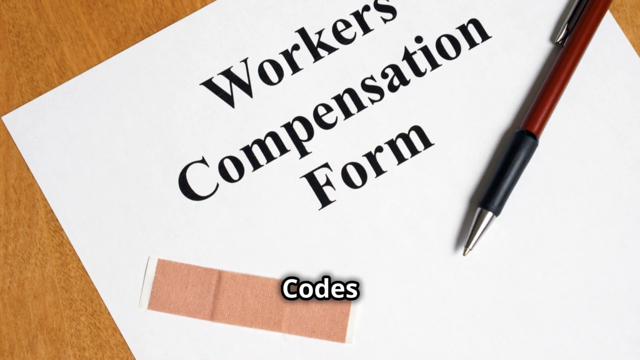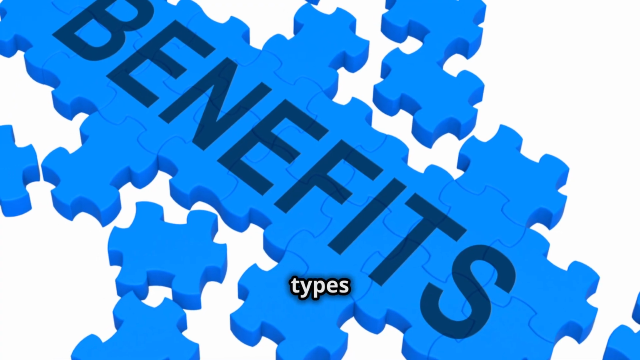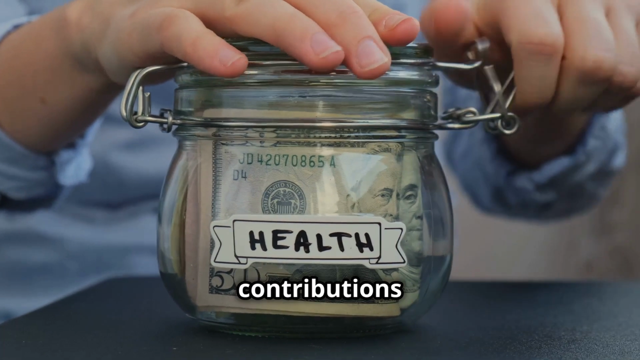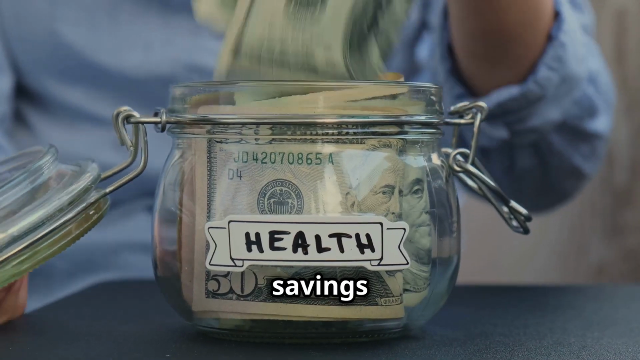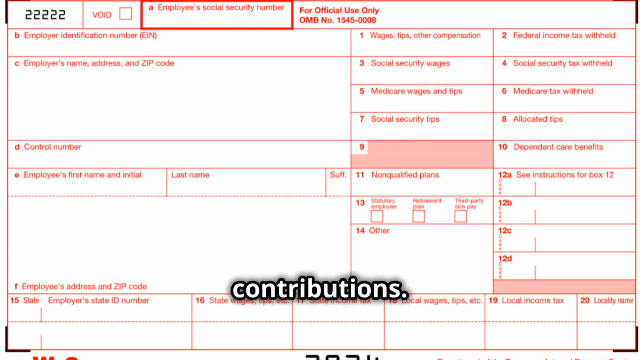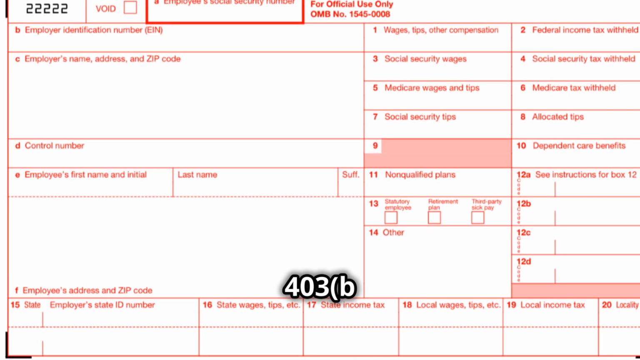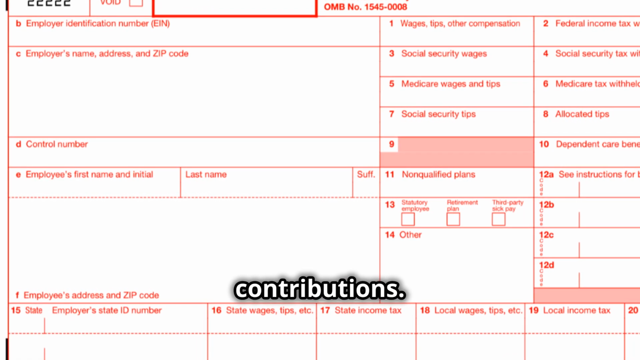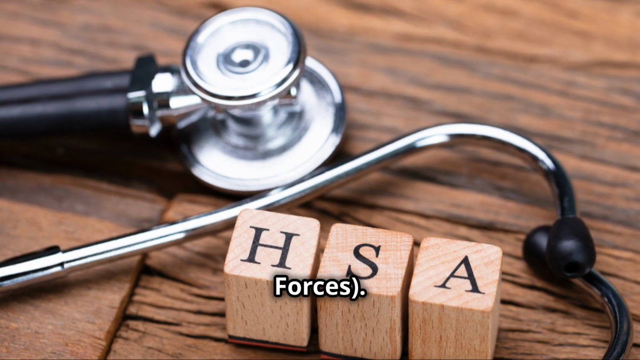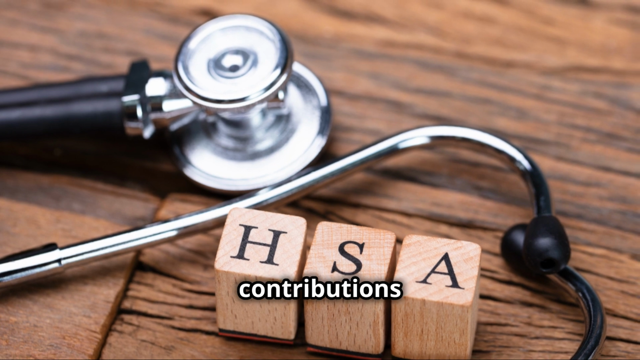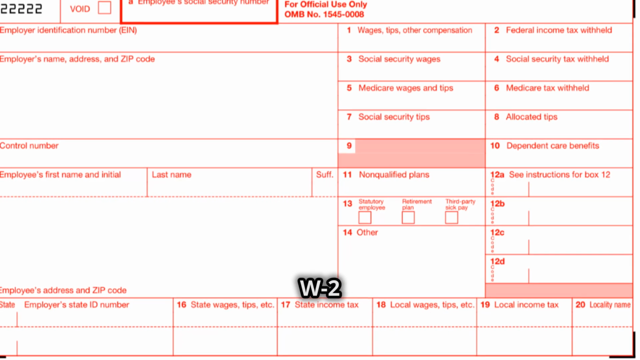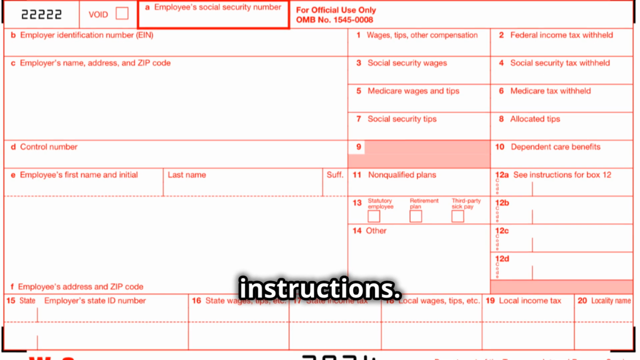Box 12, Codes. What it reports: various types of compensation or benefits, represented by letter codes. For example, contributions to retirement accounts, health savings accounts. Examples of common codes: Code D, 401k contributions. Code E, 403b contributions. Code P, excludable moving expenses for members of the armed forces. Code W, employer contributions to a health savings account, HSA. The full list of codes is typically on the back of the W-2 form or in the IRS instructions.